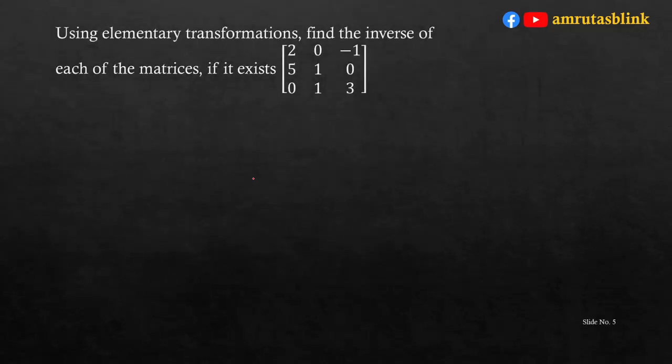Moving to the next problem. Now we will find the inverse matrix for 3 by 3 order. Using elementary transformation, find the inverse of each of the matrices if it exists: 2, 0, minus 1, 5, 1, 0, 0, 1 and 3. Now similar to the previous problem, let A be equal to 2, 0, minus 1, 5, 1, 0 and 0, 1 and 3, that is the given matrix.